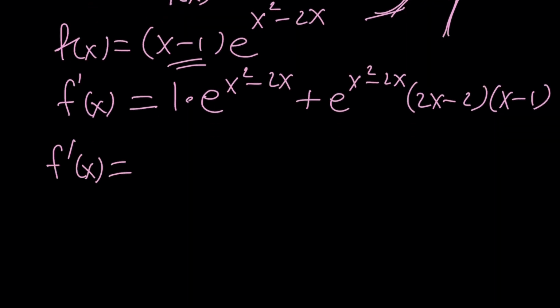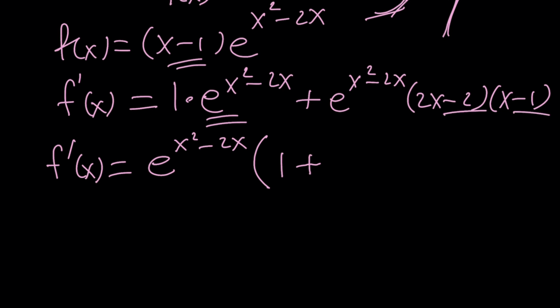Let's simplify this a little bit. How do we do that? We have e to the power x² - 2x, so why don't we factor it out? We get 1 from here. These two are multiplied, and this is very important, you get 2 times (x - 1), but x - 1 is repeated, so you get 2 times (x - 1) squared.